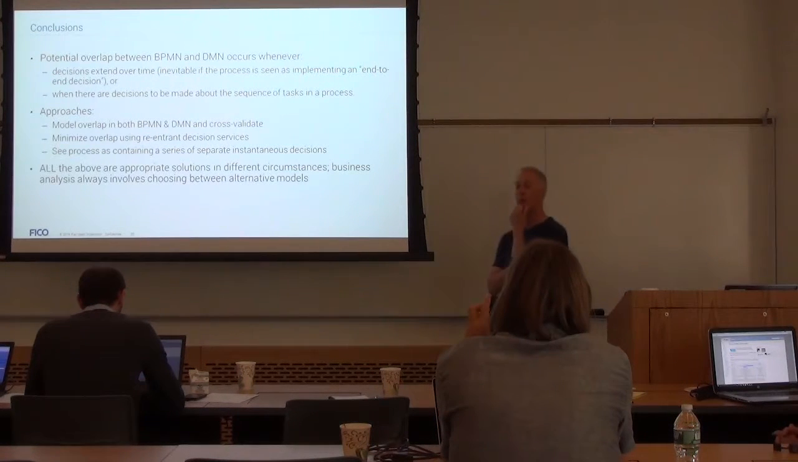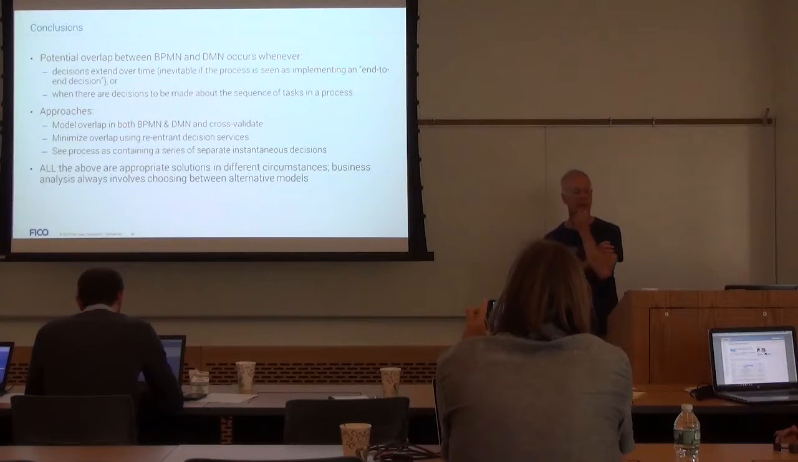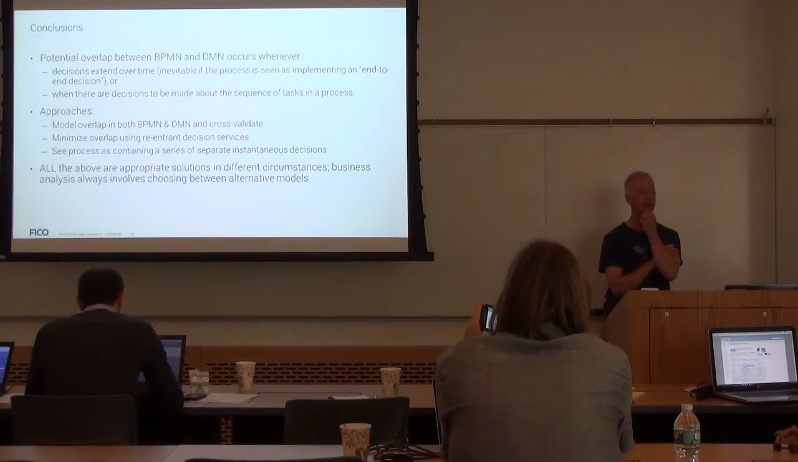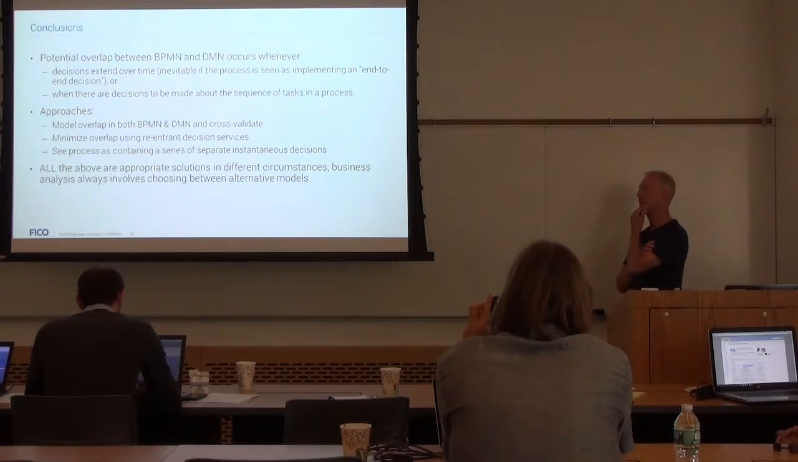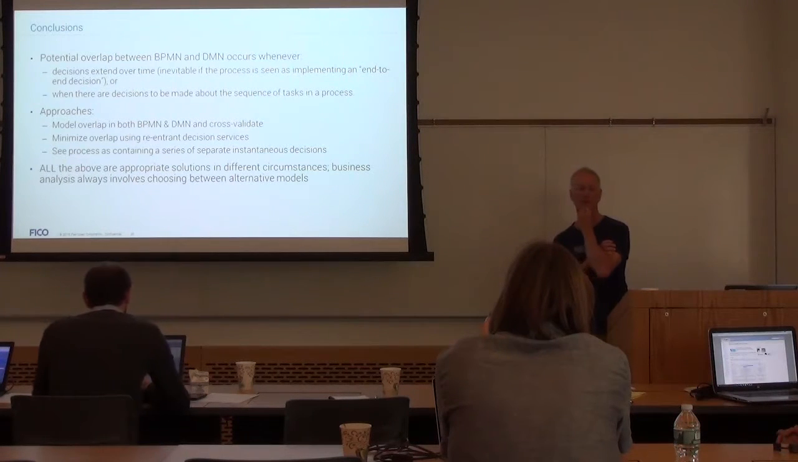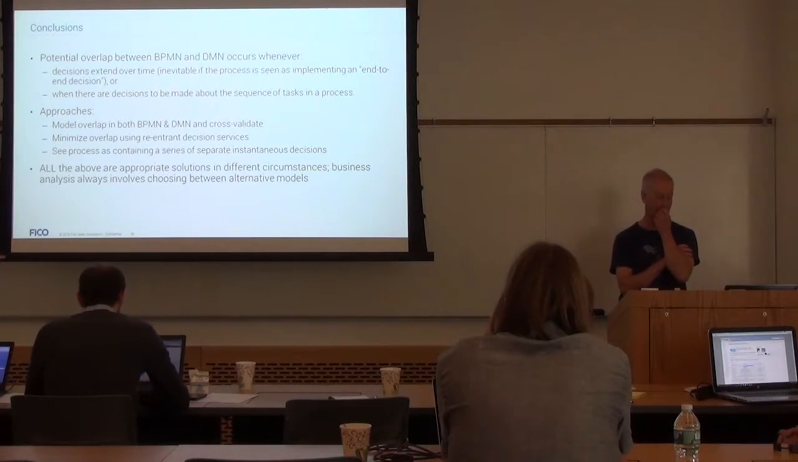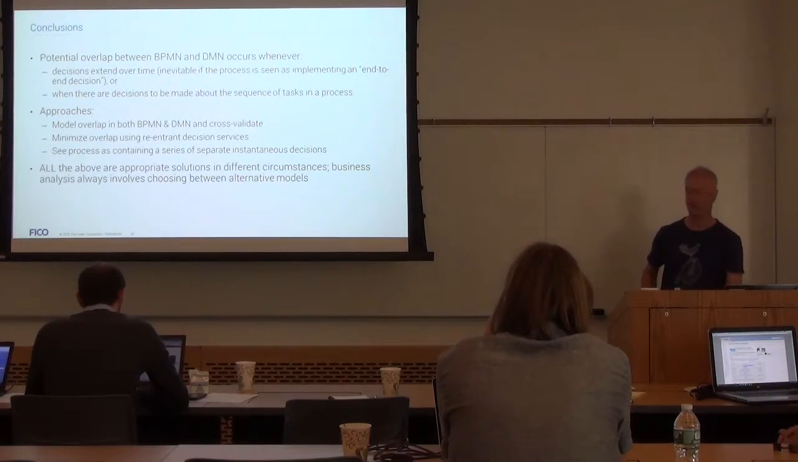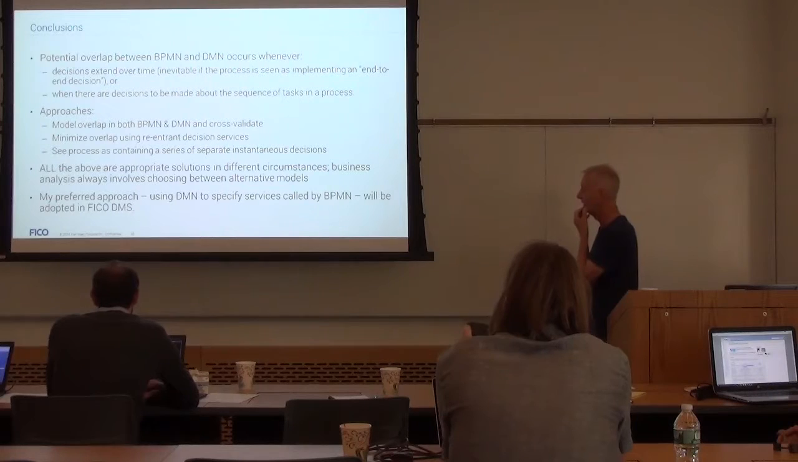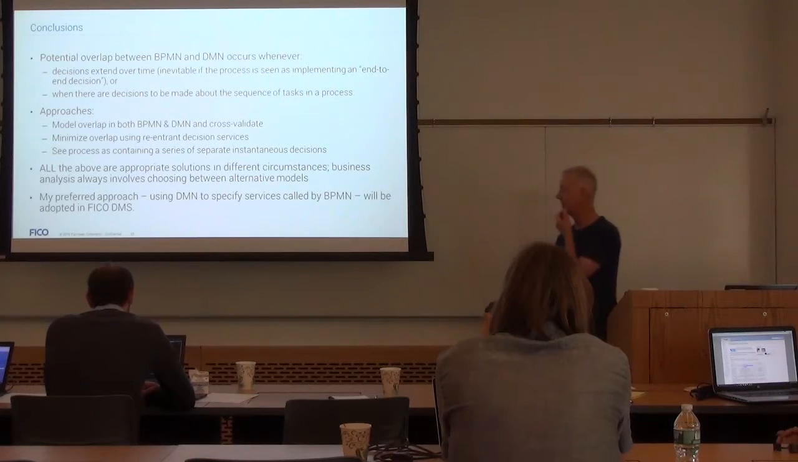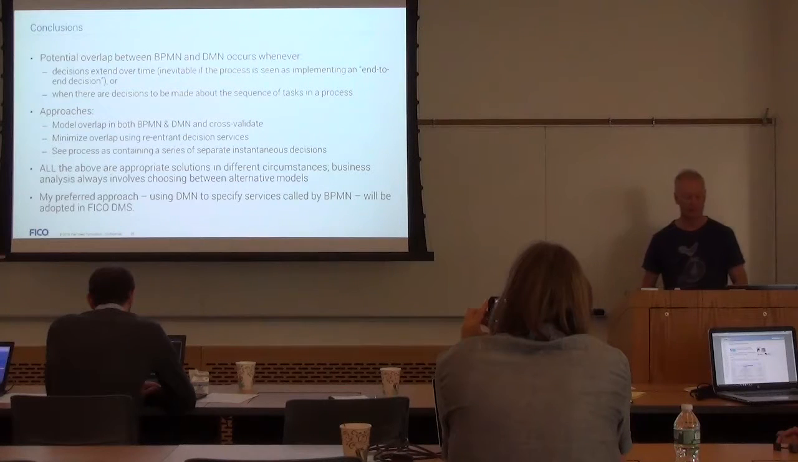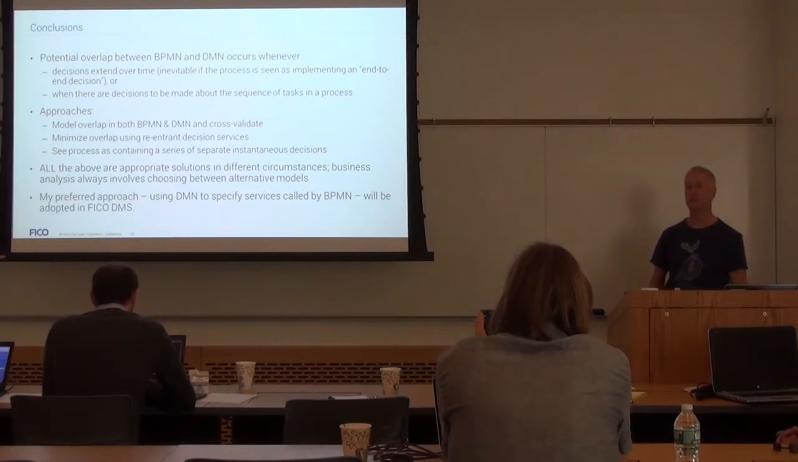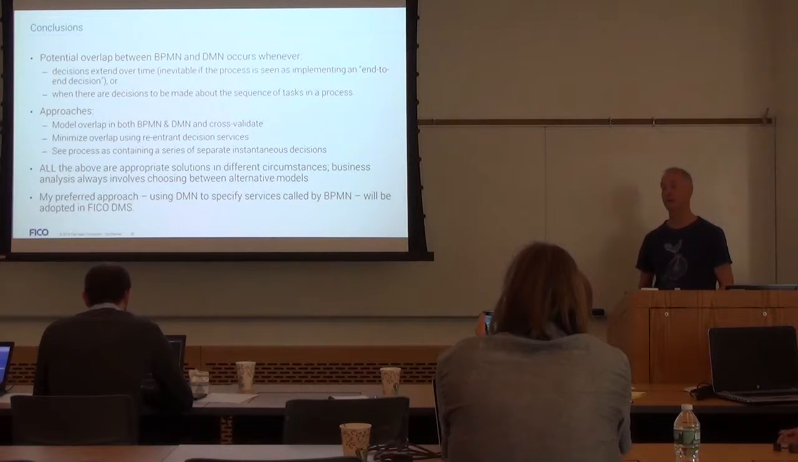The right model is the one which works as a means of communication between your customer and your development team. That's the important thing. And business analysis is about choosing the right model, building the right model to express what's required. I suppose that's my final point, really. Just to say that the approach we're adopting in DMS, in FICO, is to try to avoid the overlap. So we will be calling services specified in DMN from processes specified in BPMN, and not modelling the overlap.